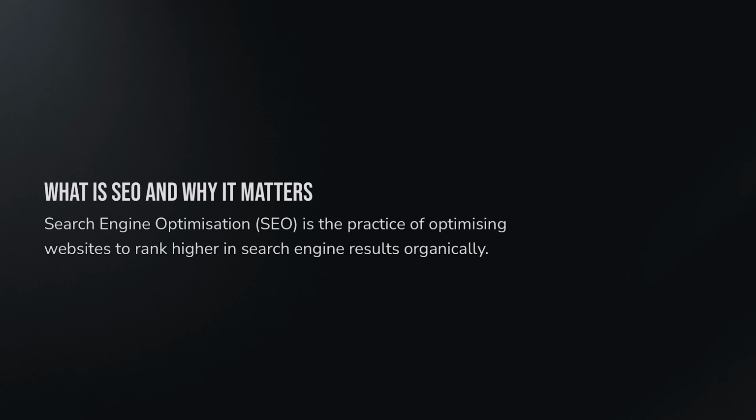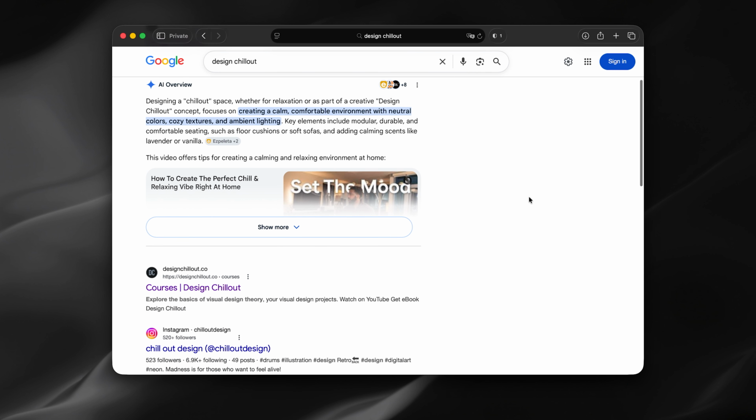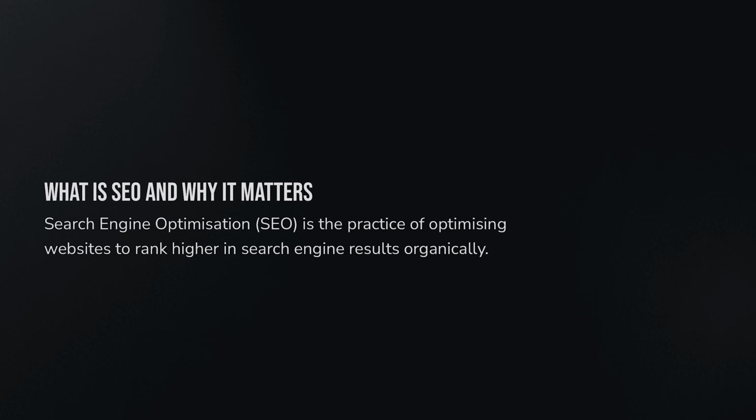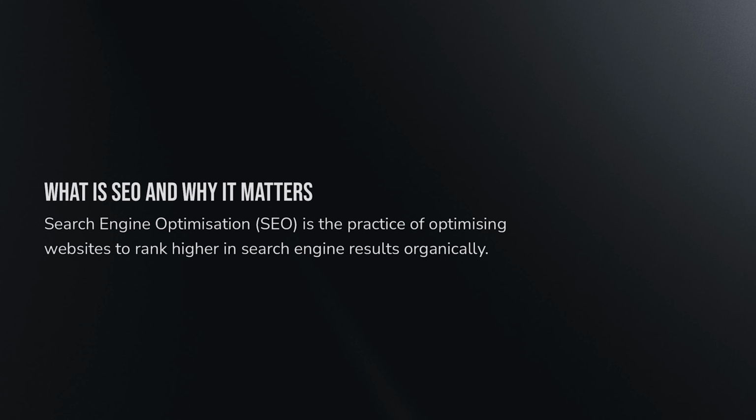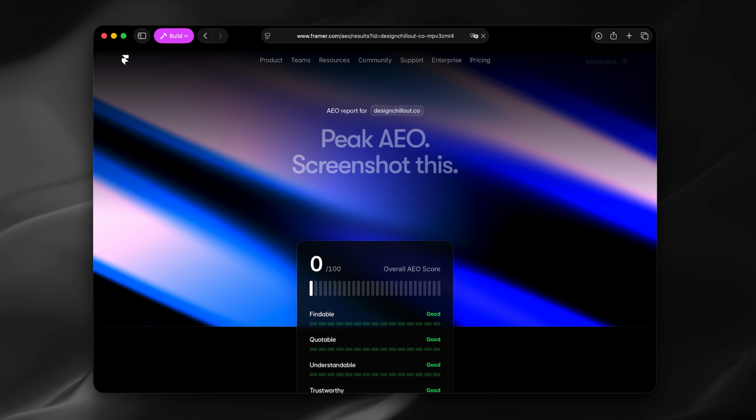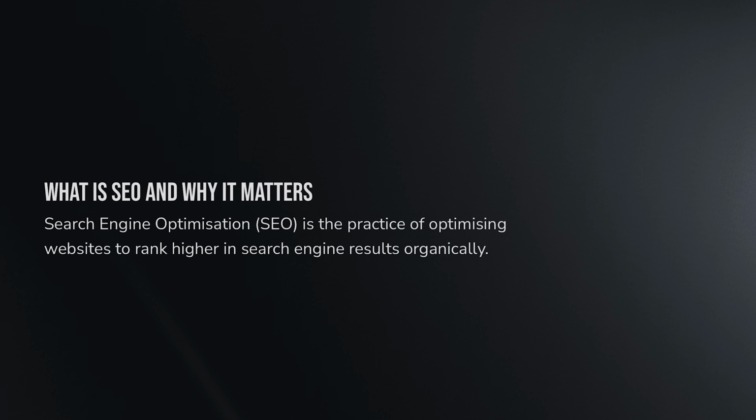So what is SEO and why does it matter? Search engine optimization is a practice of optimizing websites to rank higher in search engine results organically. When referring to a search engine, this would mostly be referring to Google, but the practices remain generally the same. With the advent of AI, or artificial intelligence, new terms such as generative engine optimization, or GEO, and answer engine optimization, AEO, have emerged. However, the practices have not changed that much.